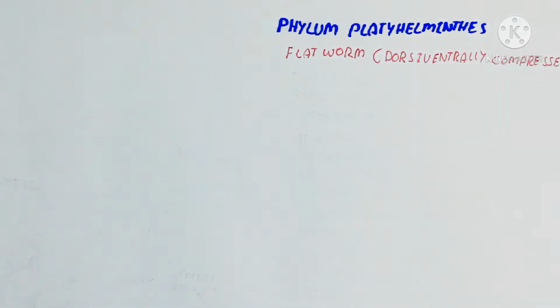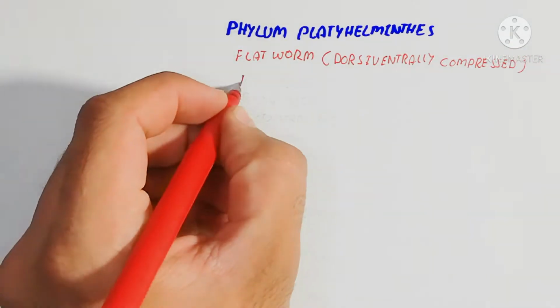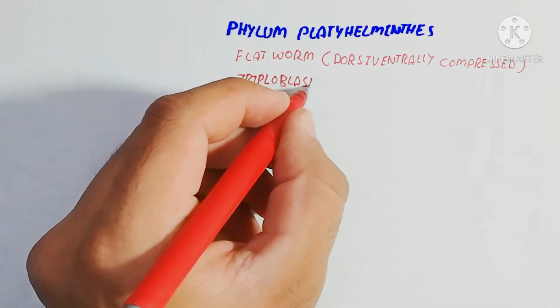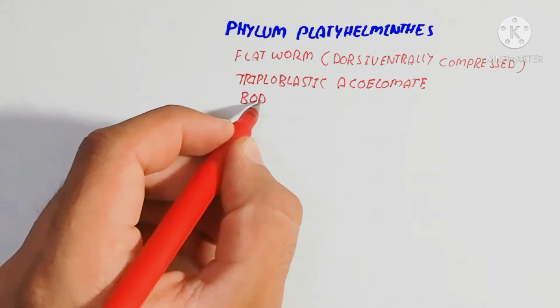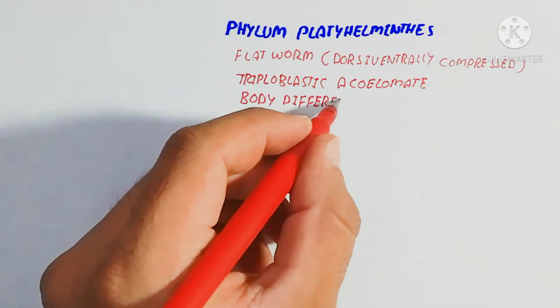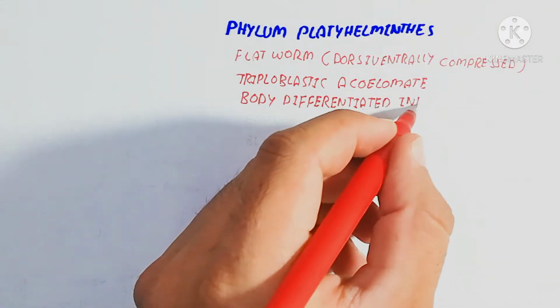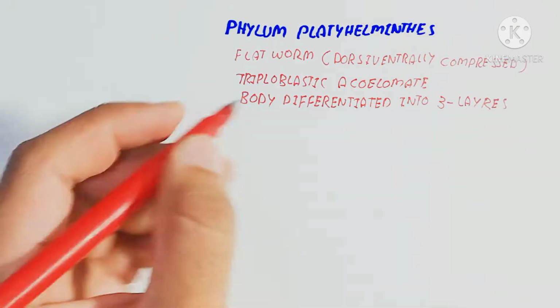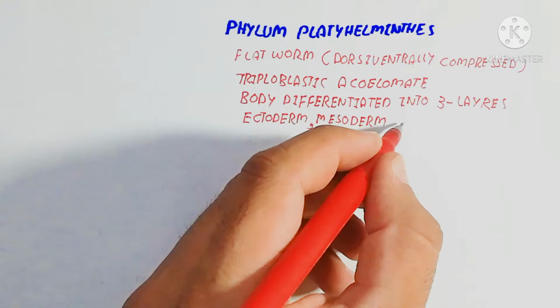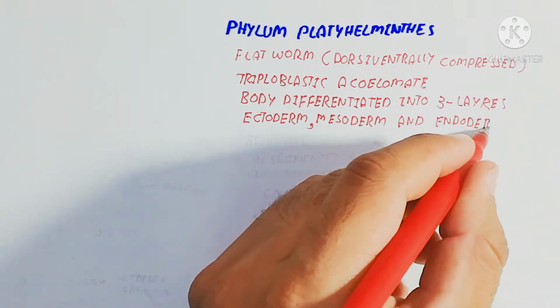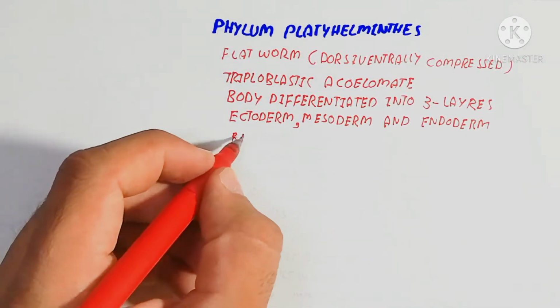It is a triploblastic acoelomate. It means the coelom, or body cavity, is not present, that is, it is not formed during blastocoel formation. That is acoelomate formation. It is triploblastic, meaning the body is differentiated into three layers: ectoderm, mesoderm, and endoderm.